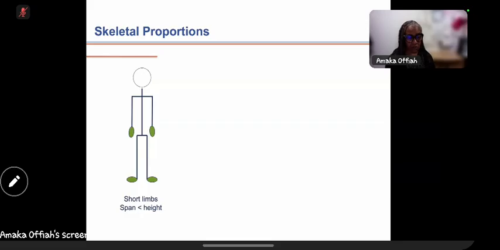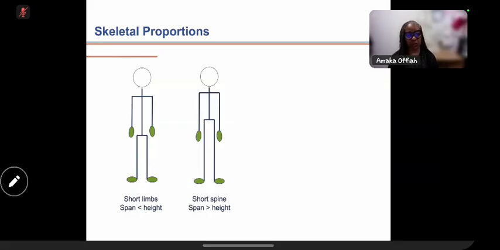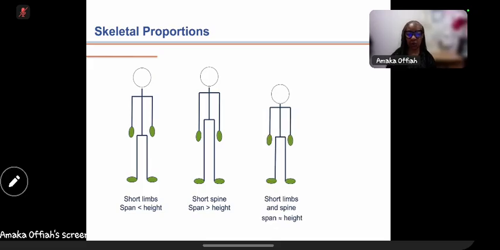What they're essentially telling you is that they have short limbs. This individual is also short, but they are short, as you can see, because their spine is short. Their limbs are the normal length. In this instance, their fingertips approximate towards the knees. Their span is greater than their height. And then this person is altogether shorter than the other two.